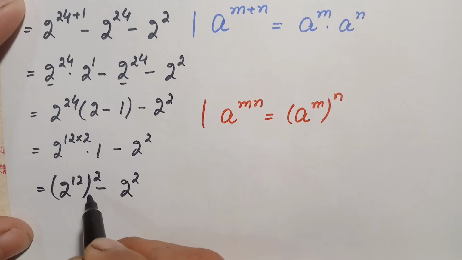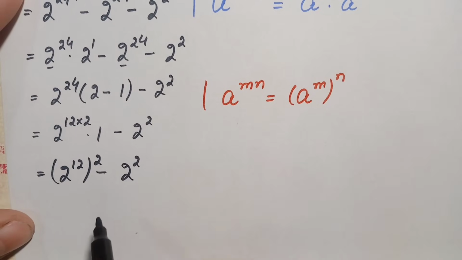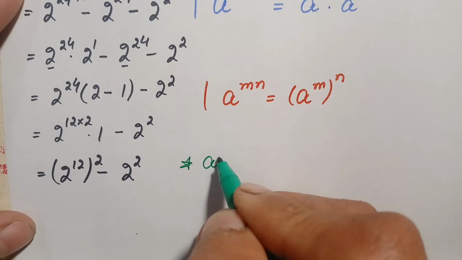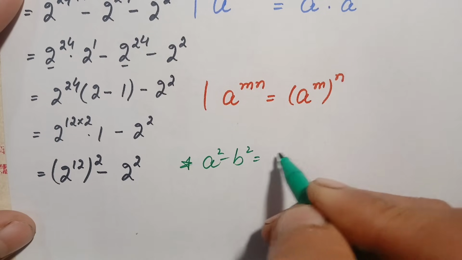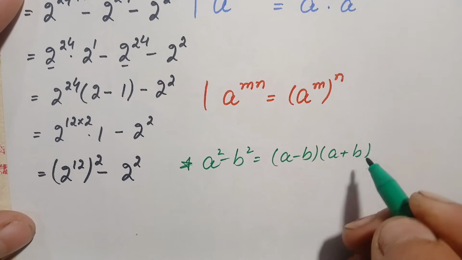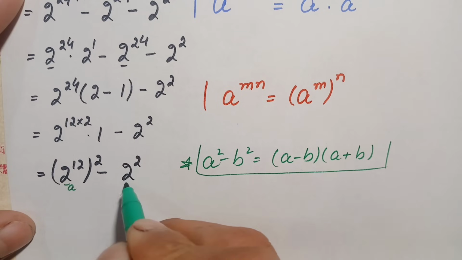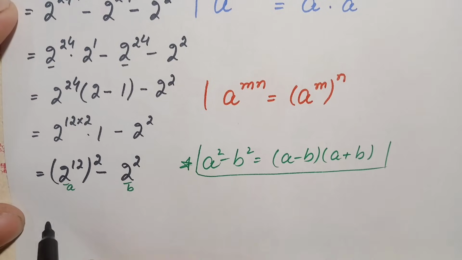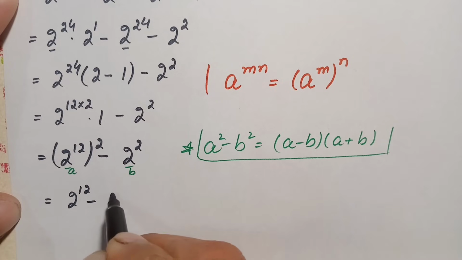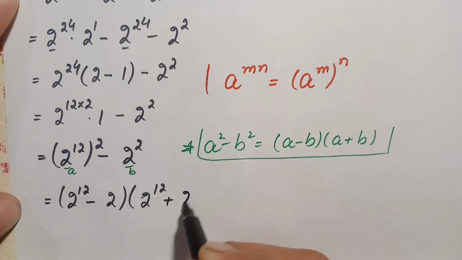Now both the numbers are in square form. Here in this step we will use an algebraic identity, a square minus b square, which can also be written as a minus b times a plus b. So using this algebraic identity, our a is 2 raised to power 12 and our b is 2. So this number will become 2 raised to power 12 minus 2, times 2 raised to power 12 plus 2.